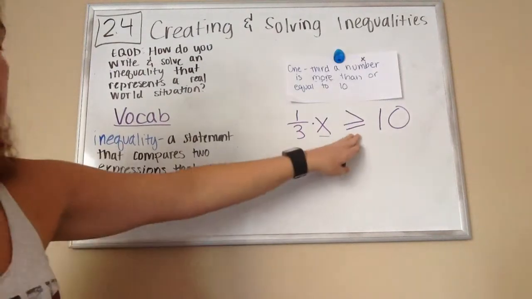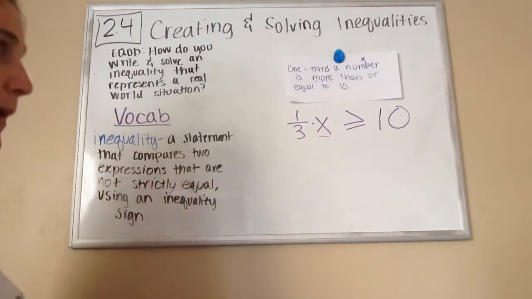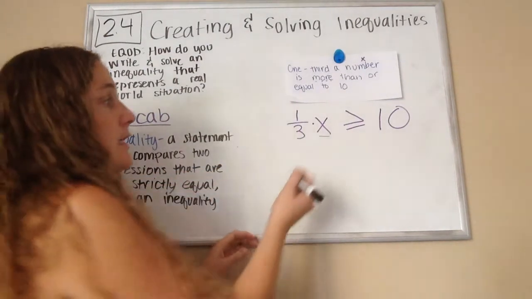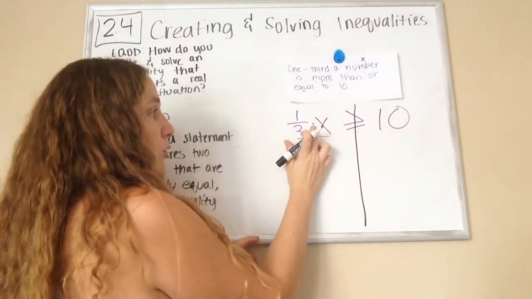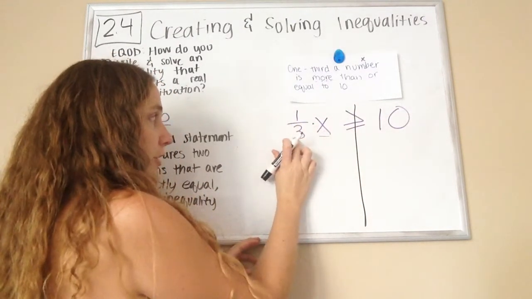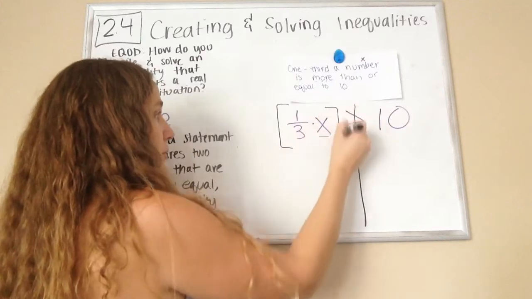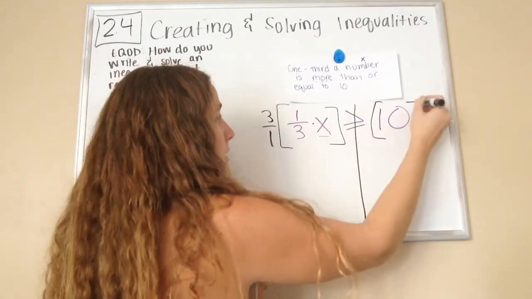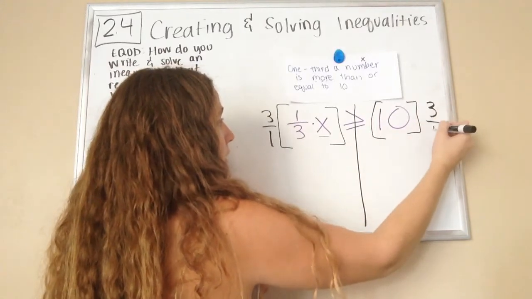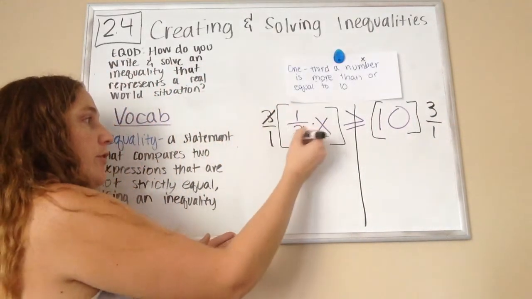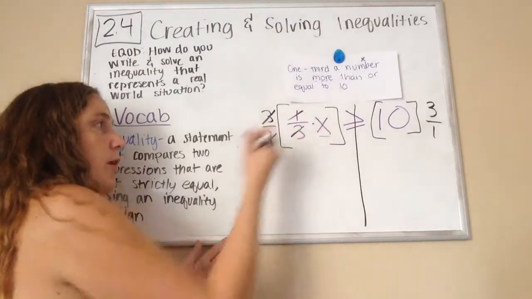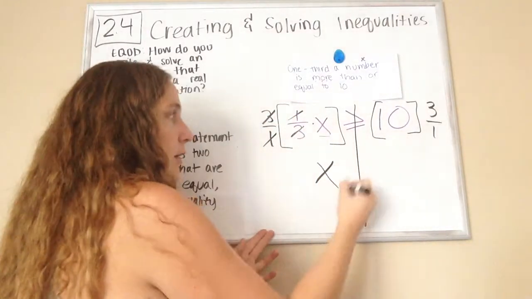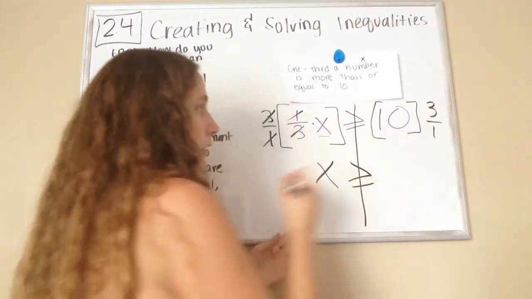But if we want to solve it, we want to get x by itself. Same thing we would do if there was an equal sign in here, right? We'd want to get x by itself. So we see that this is multiplication of a fraction. So anytime we see that, we can multiply both sides by the reciprocal. Anything we do to one side, we have to do to the other. Okay, 3/3, those cancel. 1/1, those cancel. We get x, bring the sign down, greater than or equal to.